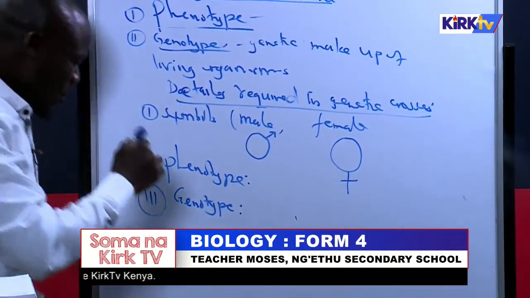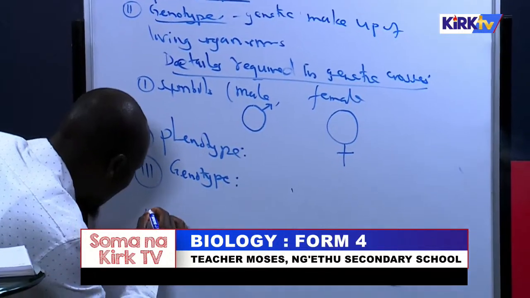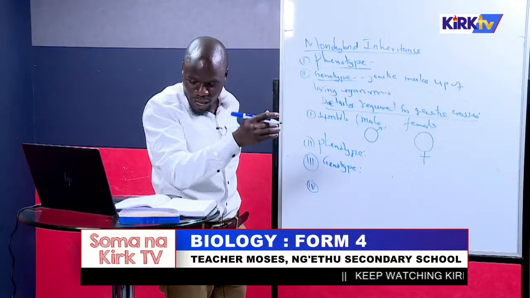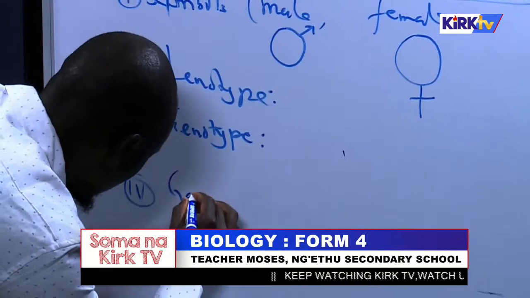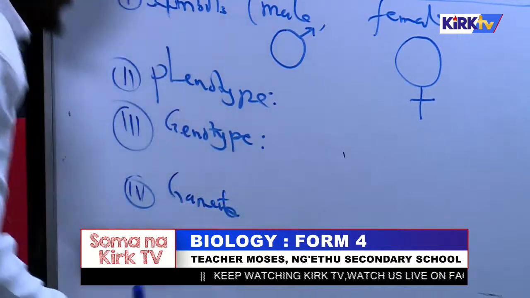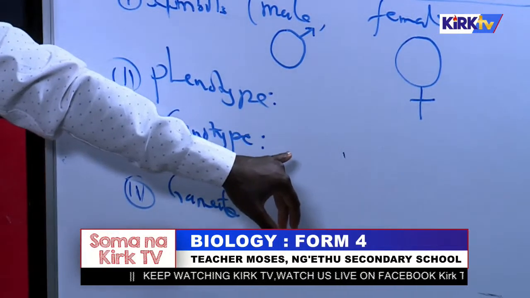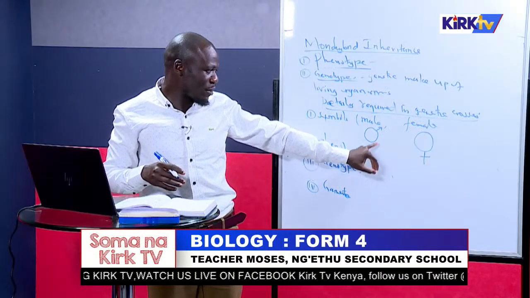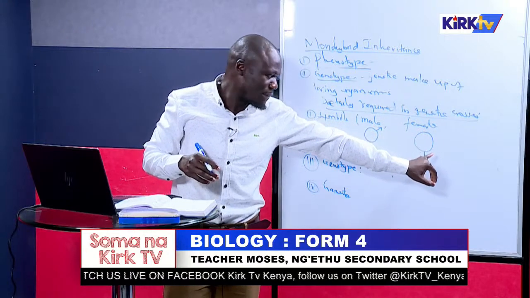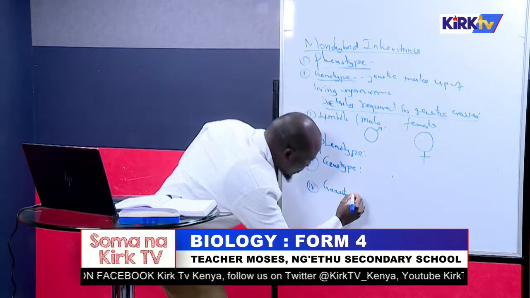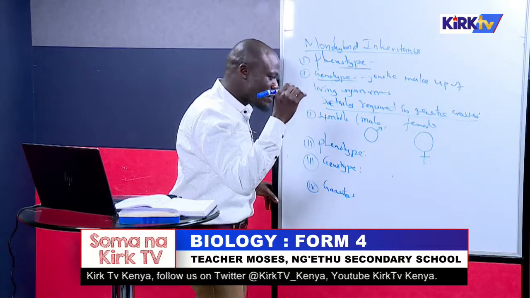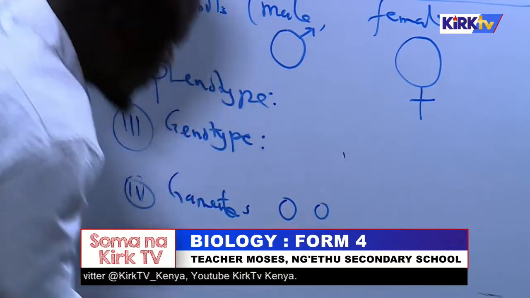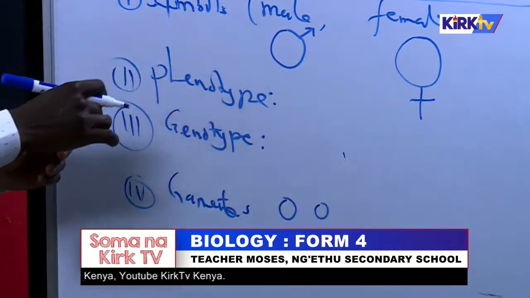Then after that, we must also include the gametes. We get the gametes after segregation of the genotypes, after the separation of the genotypes of the male and that of the female. That is what is going to give us the gametes. And these gametes must be circled. You have to circle the gametes after this separation.